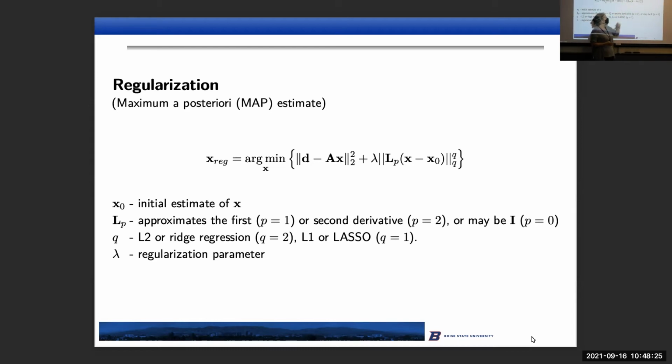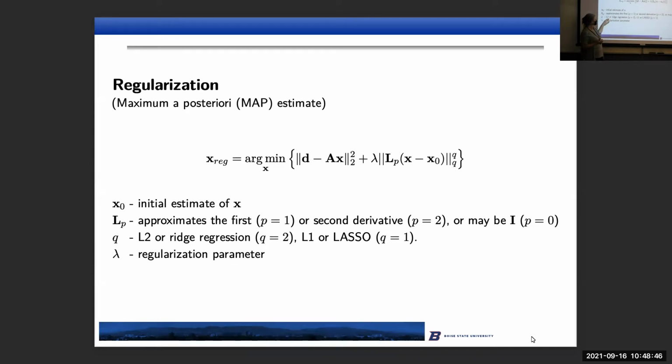The other option I have is to add an operator acting on that, and that operator could just be the identity, but it could also represent a first or second derivative. Now, why would we do that? Some people may be asking. I'll talk about it a little bit more in a second.